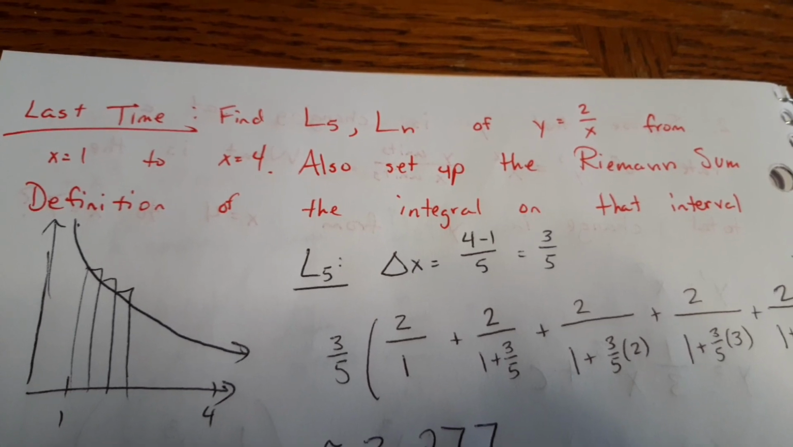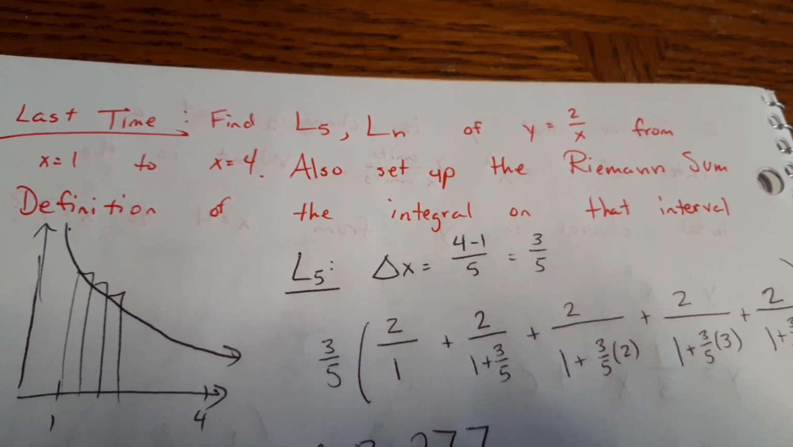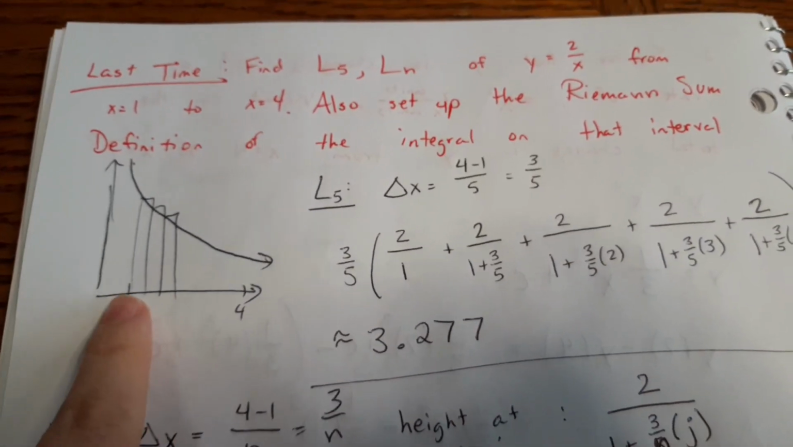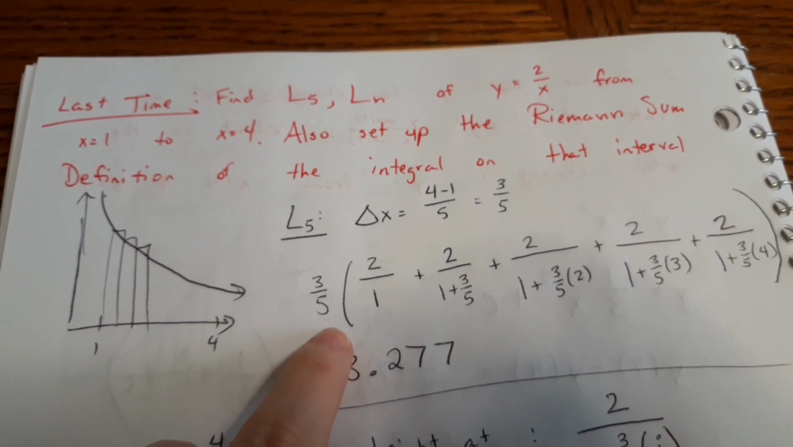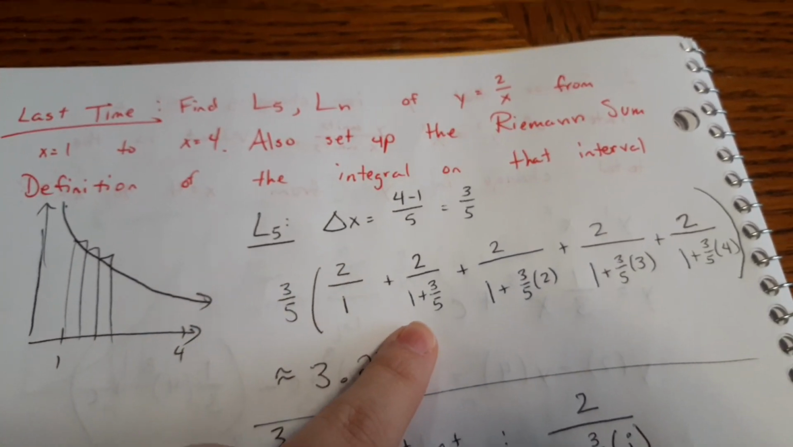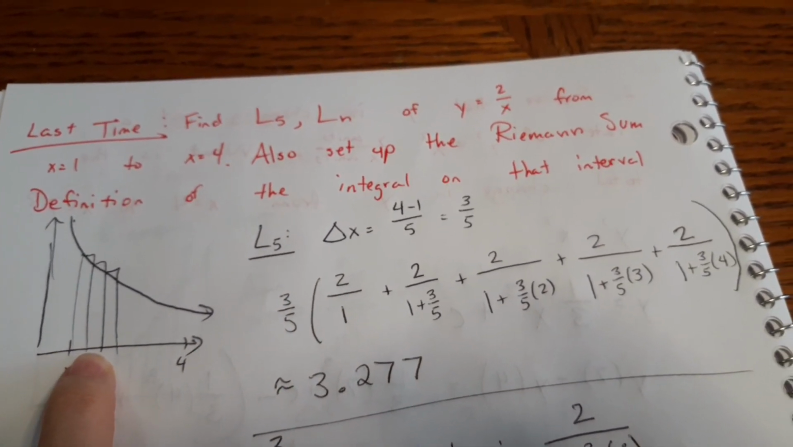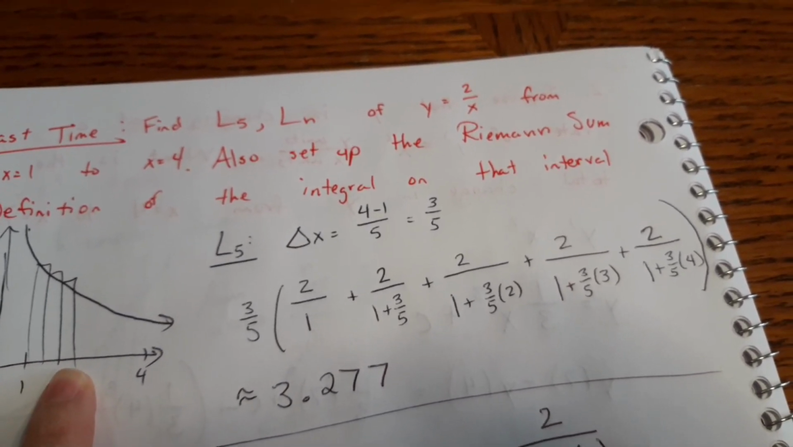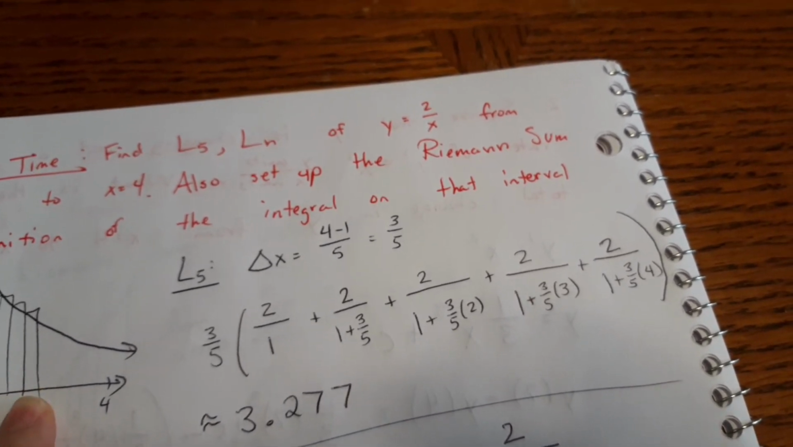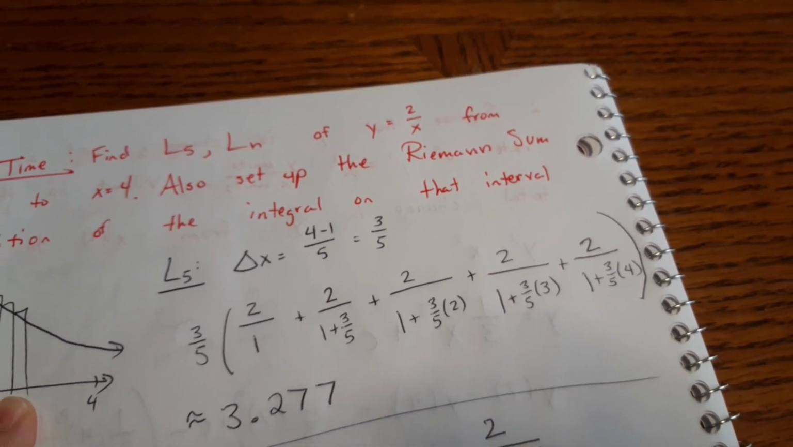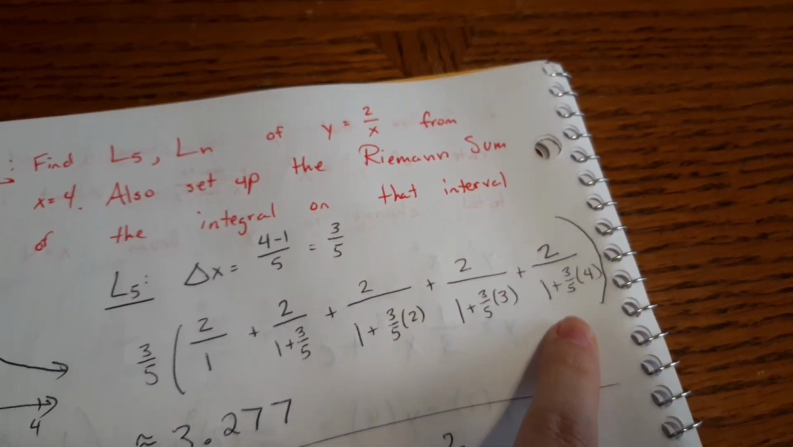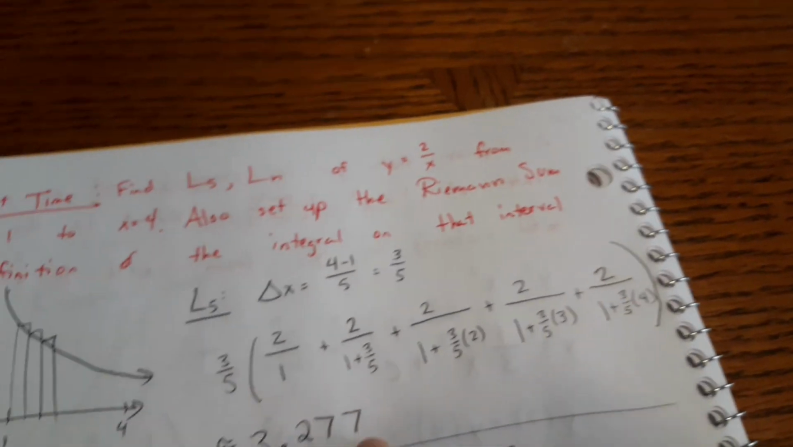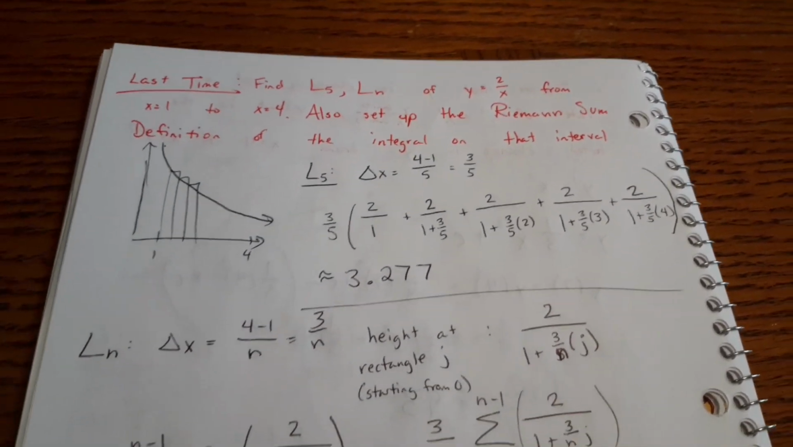And then the area of each rectangle is going to be 3/5 times the height, and your height comes from that 2 over x. And so for the left one, your first rectangle gets your height at 1, and so it's 3/5 times 2 over 1. Your second rectangle is going to be 3/5 over from 1, and so it's going to be 2 over 1 plus 3/5. Your third rectangle is going to be 2 over from 1, so it's going to be 2 over 1 plus 3/5 times 2, and et cetera, and et cetera. Notice that we end at 4 for 5 rectangles. And so we get that approximately, with L5, we get 3.277.